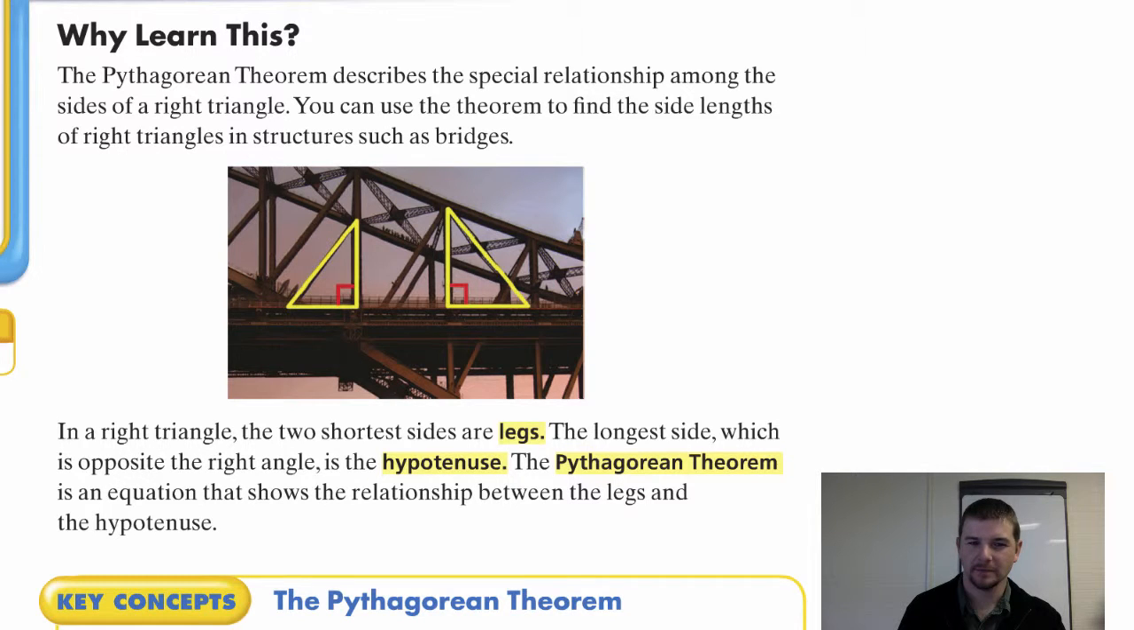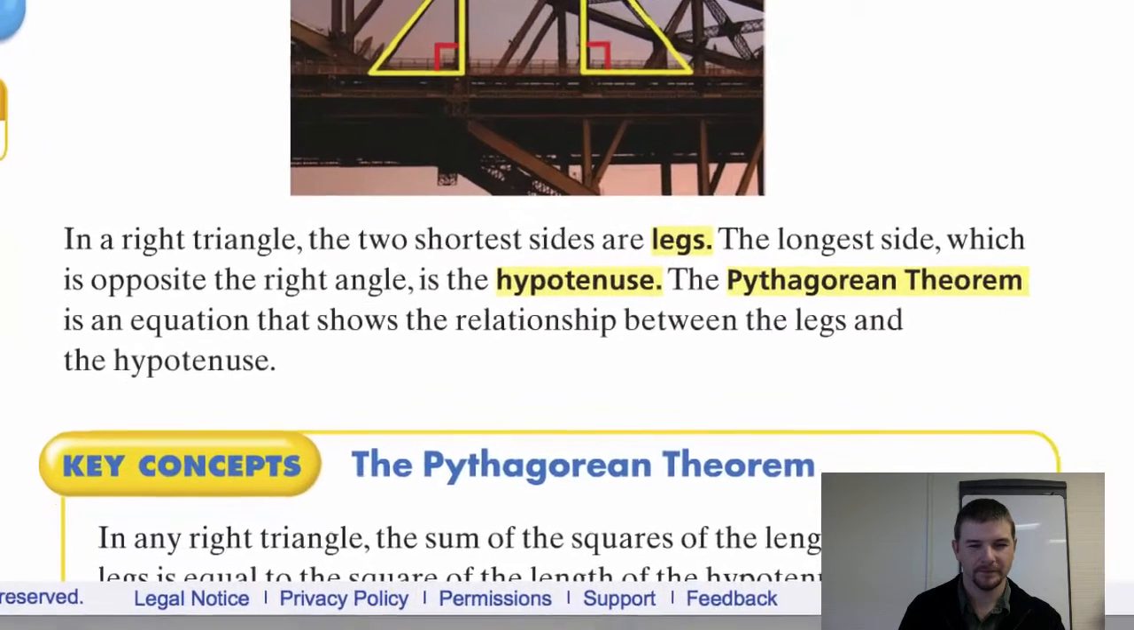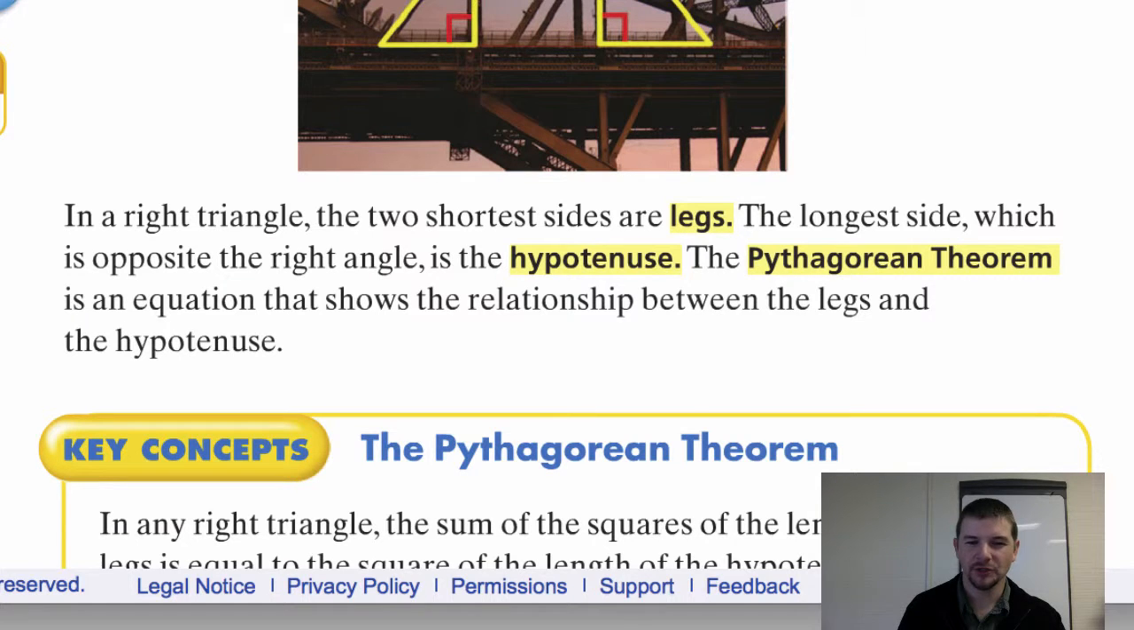Why learn this? The Pythagorean theorem describes the special relationship among the sides of a right triangle. You can use the theorem to find the side lengths of right triangles in structures such as bridges. In a right triangle, the two shortest sides are legs. The longest side, which is opposite the right angle, is the hypotenuse. The Pythagorean theorem is an equation that shows the relationship between the legs and the hypotenuse.